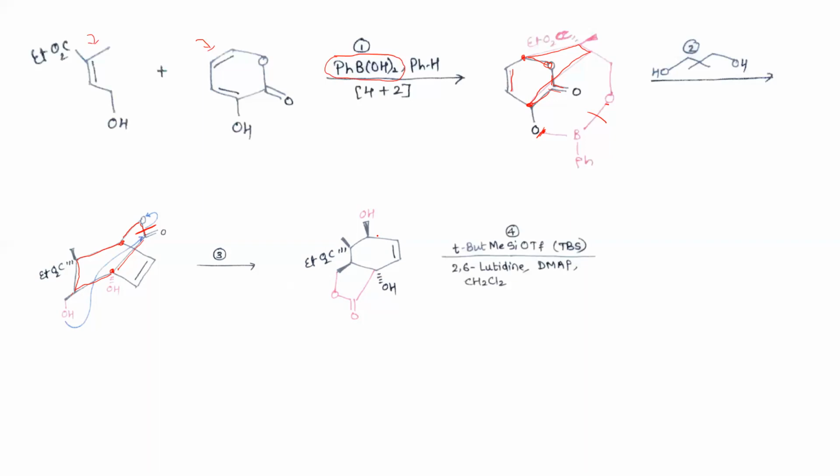First of all, the first reagent we are going to use is TBS. TBS is nothing but tertiary butyl dimethyl silyl triflate, and L-lutidine and DMAP. L-lutidine and DMAP are kind of like a basic medium for this reaction, and TBS is a good protecting group. So what we are going to do, we are going to protect the OH.